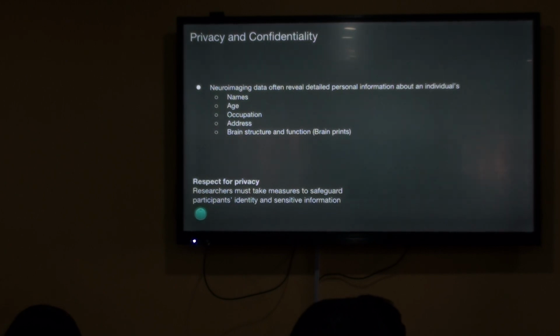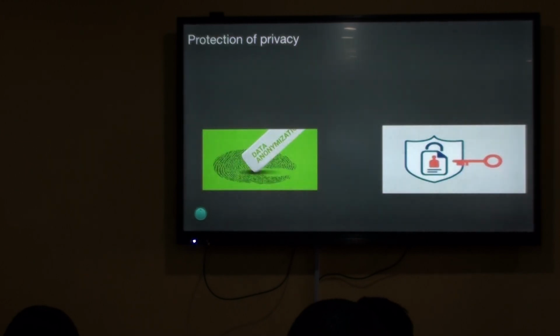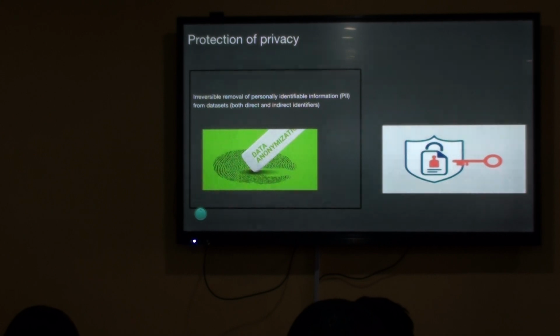So that is at the heart of privacy. All this information is at the heart of privacy. As a researcher, you must take measures to safeguard the participant's identity and sensitive information. It's your responsibility. So, one of the ways of doing it is to anonymize the data.